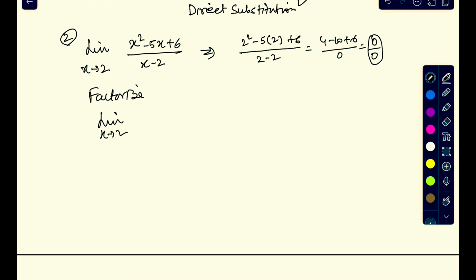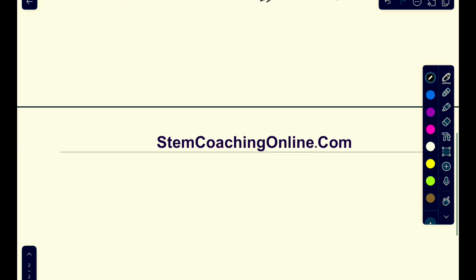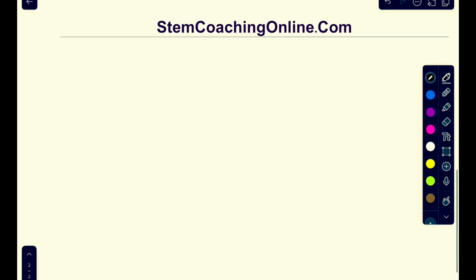Limit x approaching 2, the numerator can be factored into these and the denominator can stay as is. Now we know that we can cross out these. So this expression essentially became the limit as x approaches 2 of x minus 3. Now we can apply the substitution method, and that gives us 2 minus 3 equals minus 1. That is your limit. So we use the factoring method to solve and then substitute. Okay. Let's try to do another example.